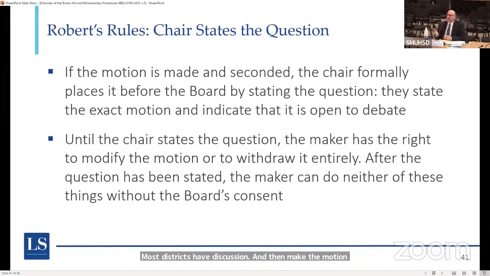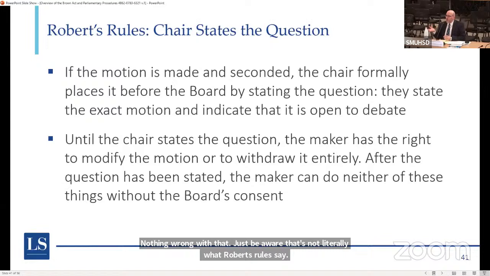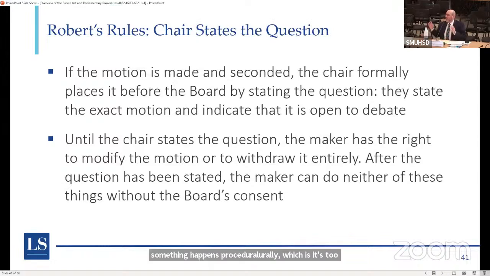So once everything is formally in front of the board, something happens procedurally, which is it's too late for the person that made the motion to withdraw the motion. At any point up until you're at this discussion point, the person who made the motion can just withdraw it. You can say, I don't think this is the right thing to do tonight. I'm going to withdraw the motion. The reason for this is you're not going to then have to have discussion if the motion's withdrawn and nobody else makes it. This is all to keep your meeting moving.